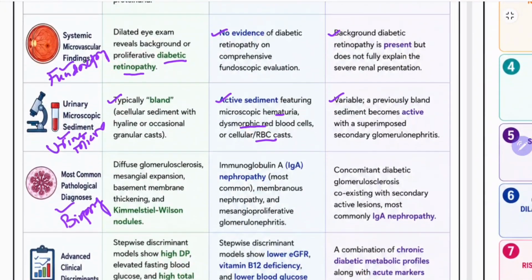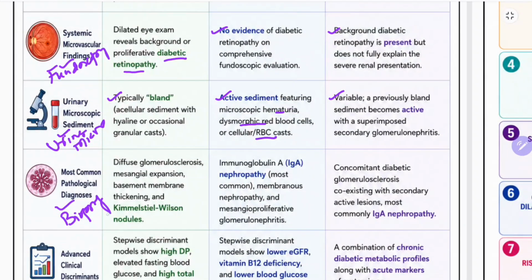So in biopsy, in DKD we will have Kimmelstiel-Wilson nodules or nodular glomerulosclerosis. And the most common pathological finding is diffuse glomerulosclerosis, mesangial expansion, and basement membrane thickening. This is the pathological hallmark of DKD: diffuse glomerulosclerosis, basement membrane thickening, and mesangial expansion.